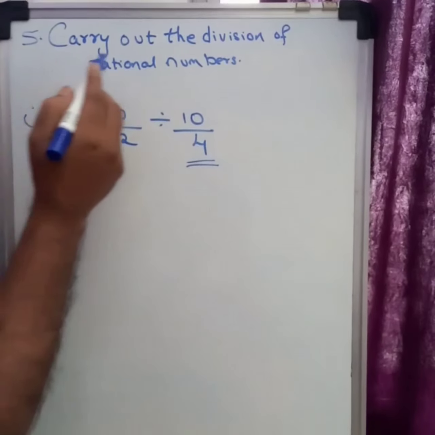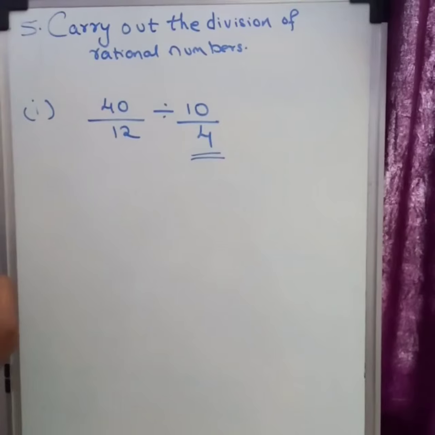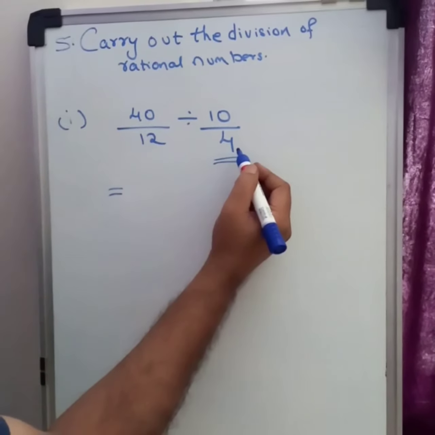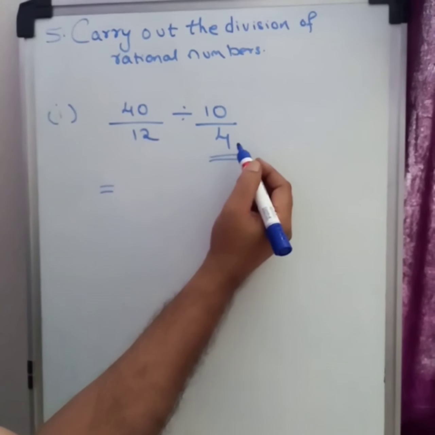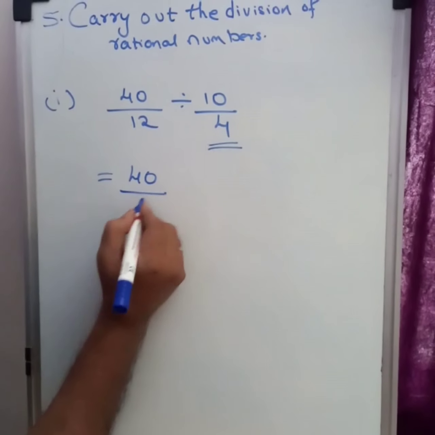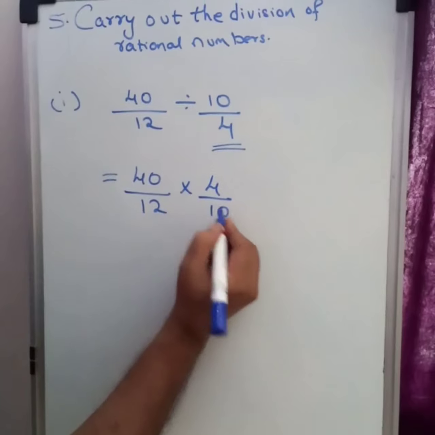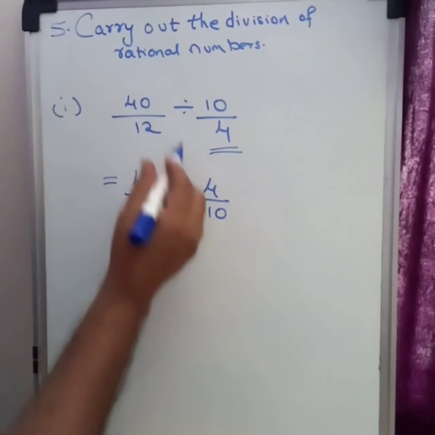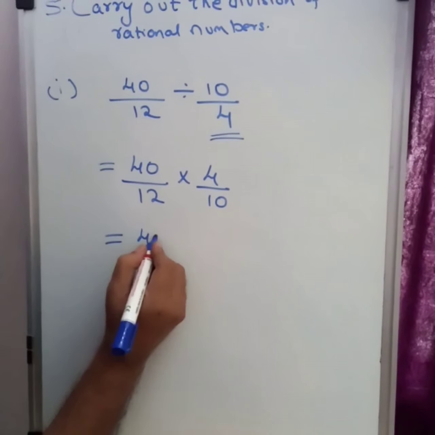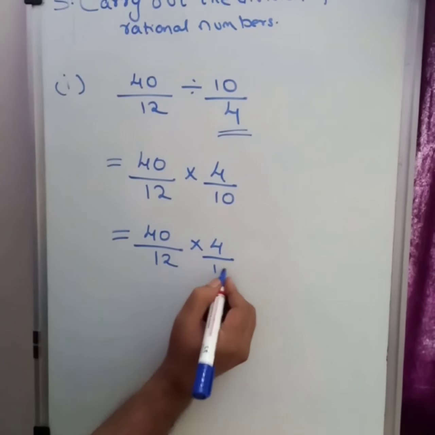In the fifth section, carry out the division of rational numbers. The first sum is 40 upon 12 divided by 10 upon 4. In this case, we will take the reciprocal of 10 upon 4. That is, it will be 4 upon 10. So it will be 40 upon 12 into 4 upon 10. When we take the reciprocal, the division sign changes to multiply. So now 40 upon 12 into 4 upon 10.